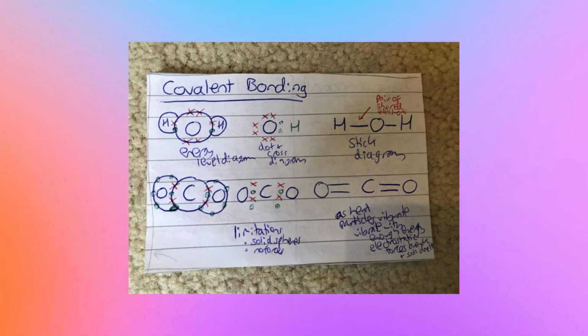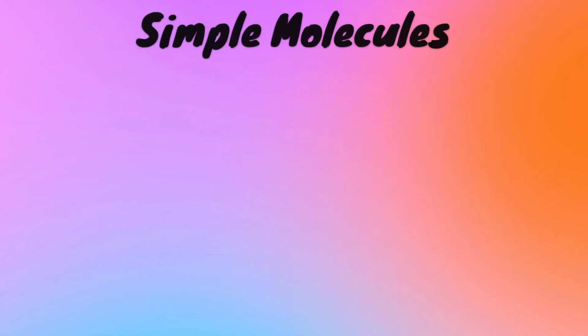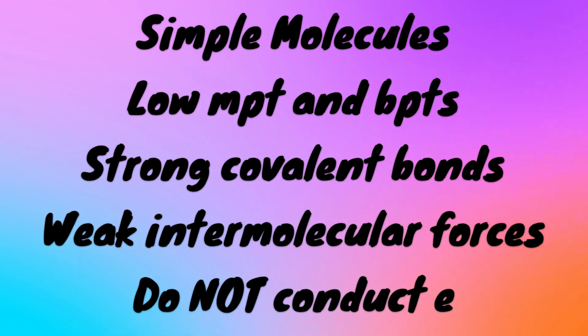However, there are limitations with the diagrams that we've just been using. Number one is they depict electrons as solid spheres, which they just aren't, and they don't show forces between the molecules. With covalent bonding, it's really important that we get our head around the idea of simple molecules. Simple molecules all have low melting and boiling points.